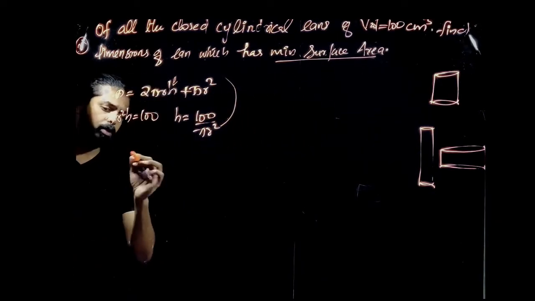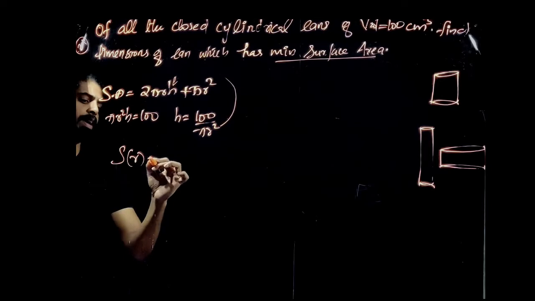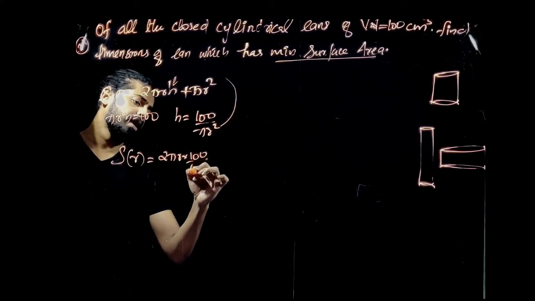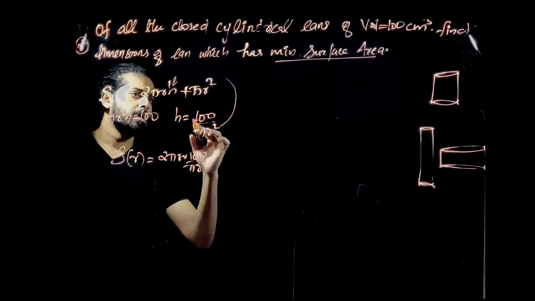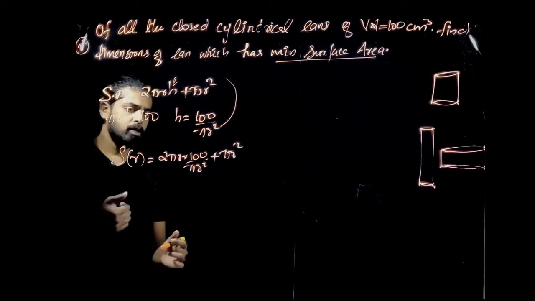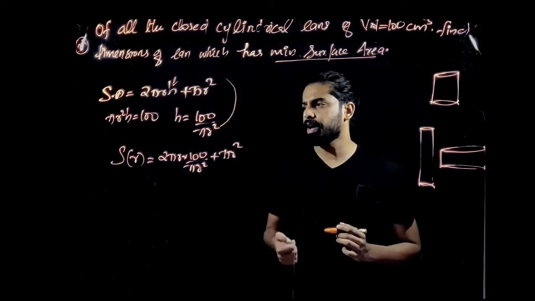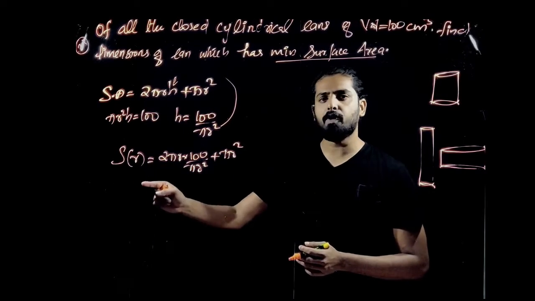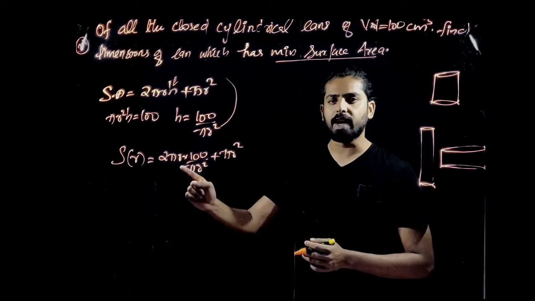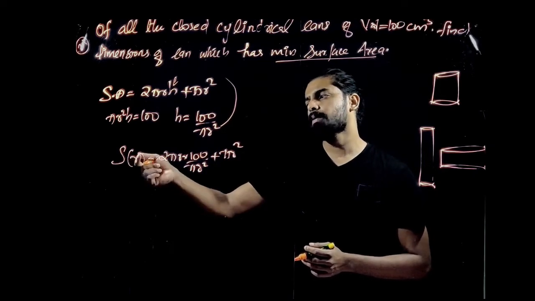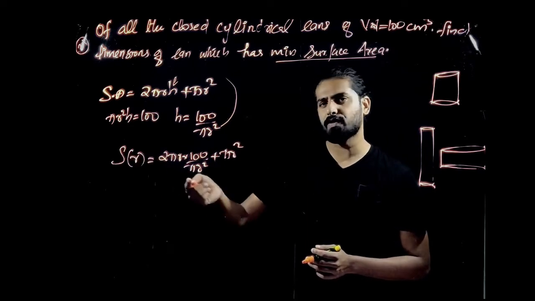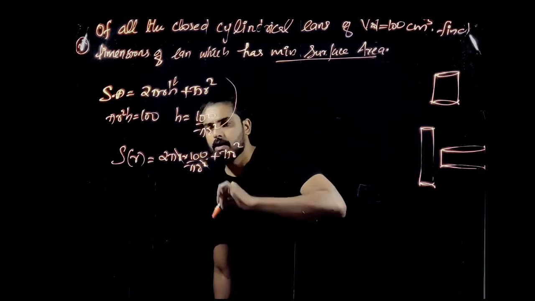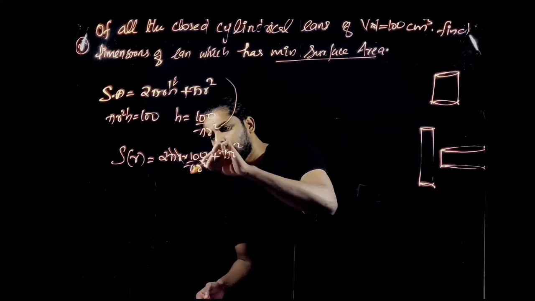Let's see. So the surface area S in terms of radius r will be 2 pi r into 100 by pi r square plus pi r square, right? 2 pi r into 100 by pi r square plus pi r square. Now the surface area is only in terms of r. Now you can say this is in the form y equal to f of x, like S is equal to a function of r. Surface area S is a function of r. We can simplify this radius, and we can also simplify this pi.